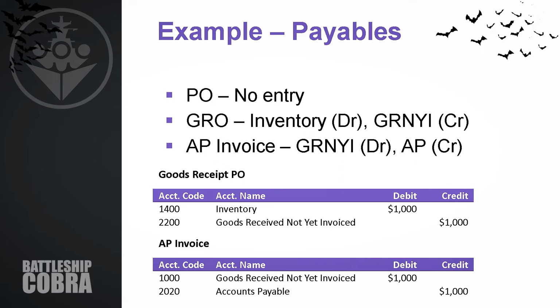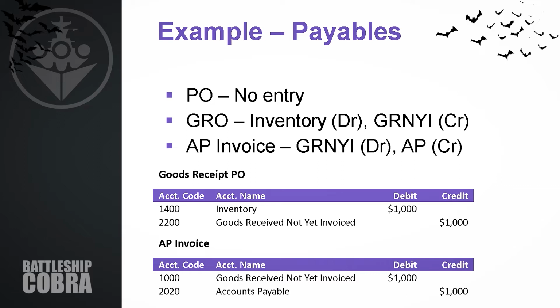So goods receipt PO would increase your inventory because you got it. It's now in your little hands. And then you have goods receipt not yet invoiced. It's a liability because it's a 2,000 level account. So you're increasing a liability saying, I will owe $1,000 at some point worth of inventory. And then I'm increasing my asset of inventory because I now have that inventory and I could potentially sell it right away.